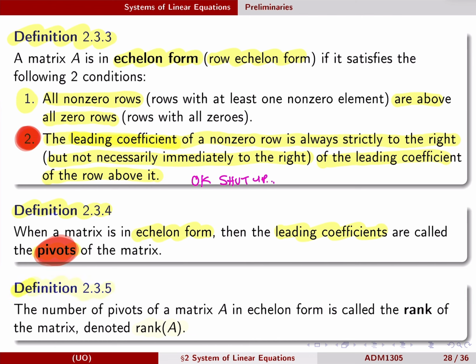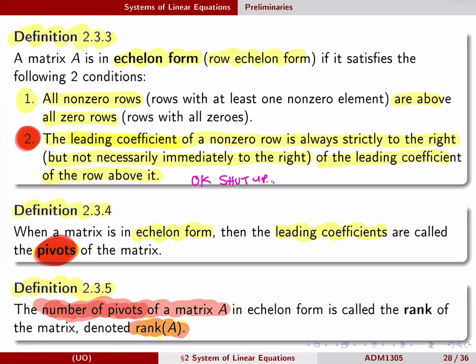And when you have a matrix in echelon form, so when these leading coefficients are pivots, if you simply count the number of circles in your echelon form matrix, we call this the rank of your matrix. So when the matrix is in echelon form, the number of pivots is the rank of your matrix.